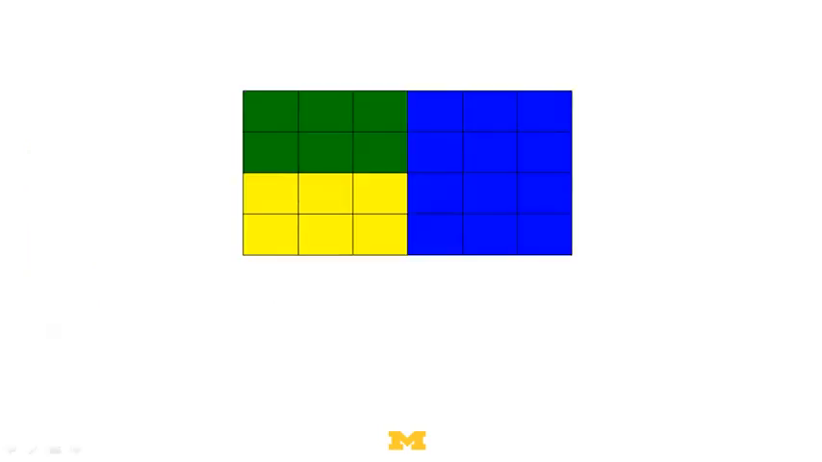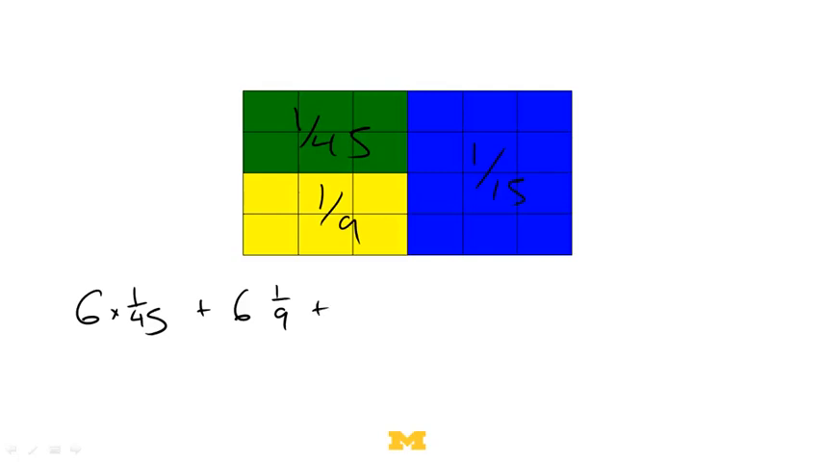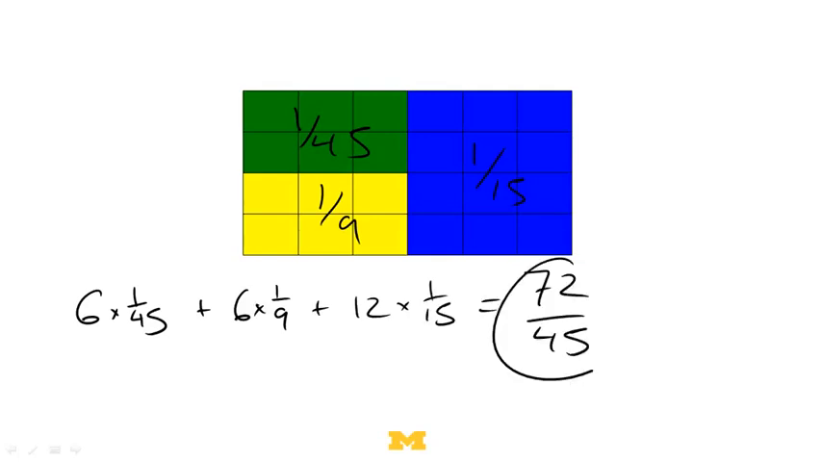Okay, so how do we figure out how segregated this whole region is? What we do is we say we've got 6 districts or blocks here that have a dissimilarity of 1 over 45, so we're going to get 6 times 1 over 45. Then we've got 6 here that have a dissimilarity of 1/9, so we're going to add 6 times 1/9. And then we've got 12 that have a dissimilarity of 1/15, so we get 12 times 1 over 15. And if we add all that up, we get 72 over 45.